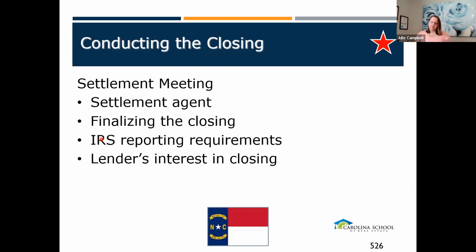We go to settlement. The buyer signs the loan package. Part of the closing process, the attorney takes that loan package, sends it to the lender, and upon approval, that's when the lender releases their funds. So the lender won't release the loan amount until they have that satisfactory loan package.